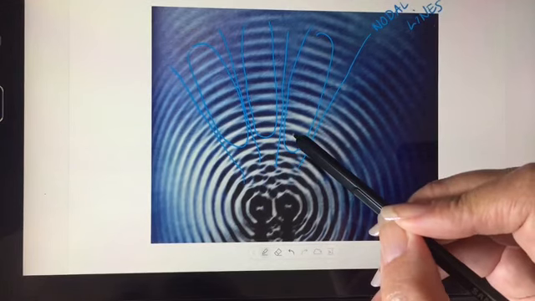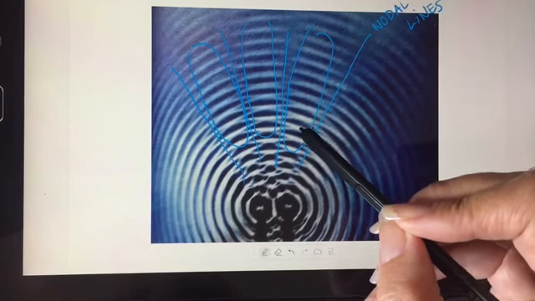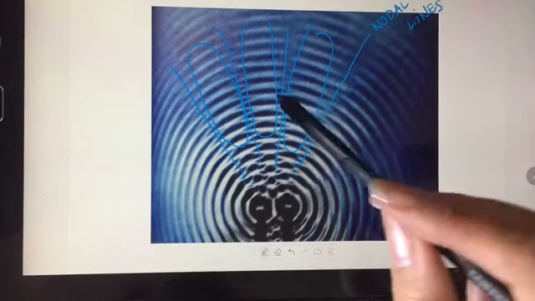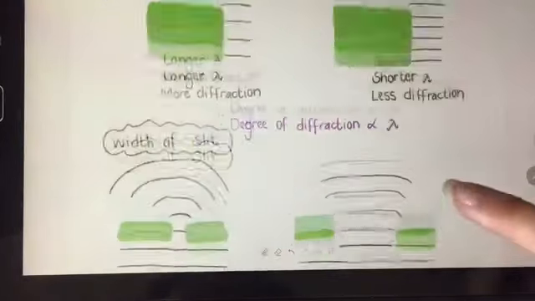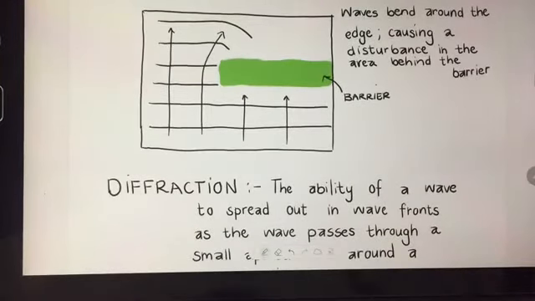A dark section is a trough and a trough that meet. And then a bright line, again, is a crest and a crest that meet. So this is why this area here, as well as there, is where constructive interference takes place. Right. Then, this is also something that you can go do at home.